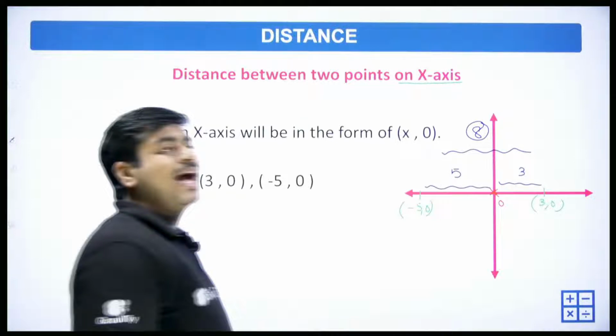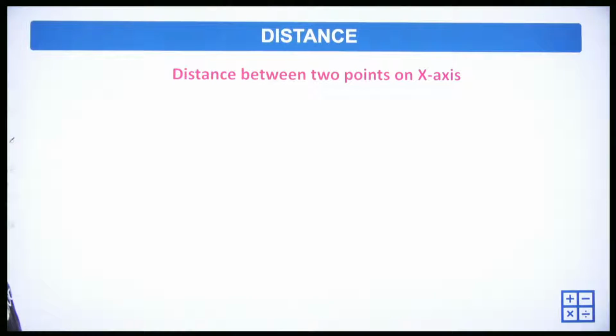Right? So moving ahead, distance between 2 points on the x-axis, again the same thing. Find the distance between 7 comma 0 and 5 comma 0. Okay, so 7 minus 5 is 2. It is a positive quantity. So the distance between these 2 points is 2 units.